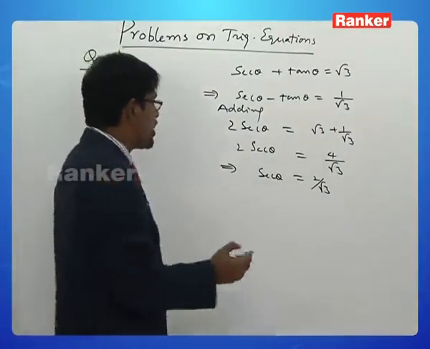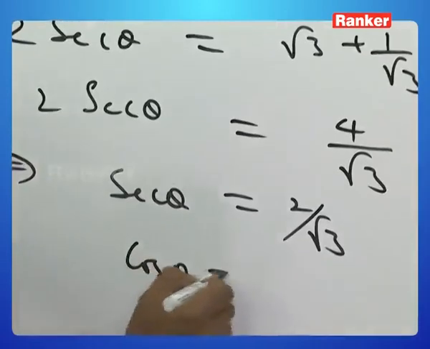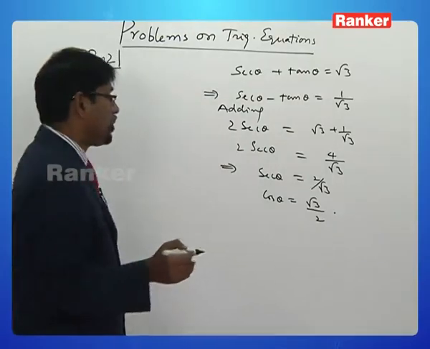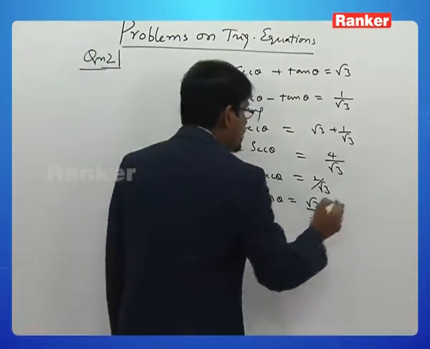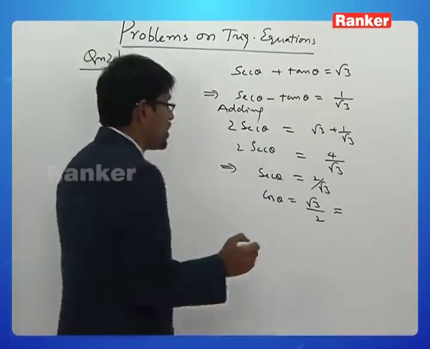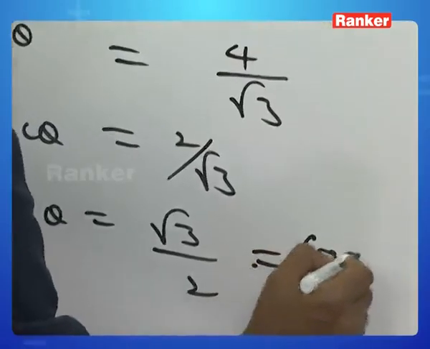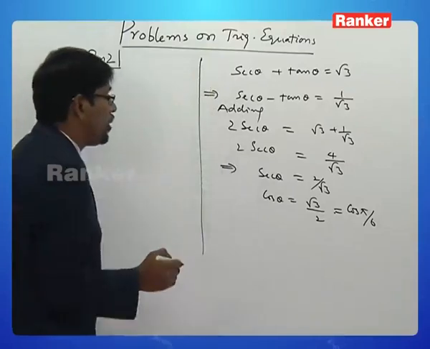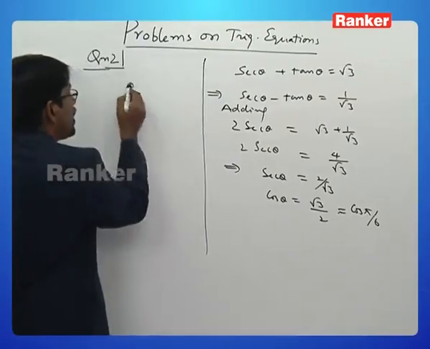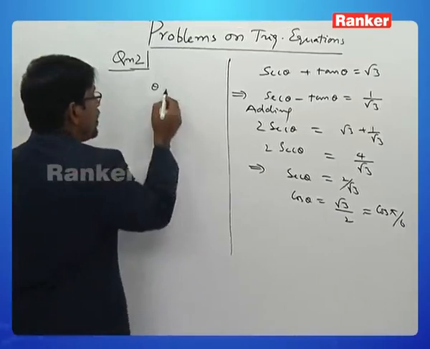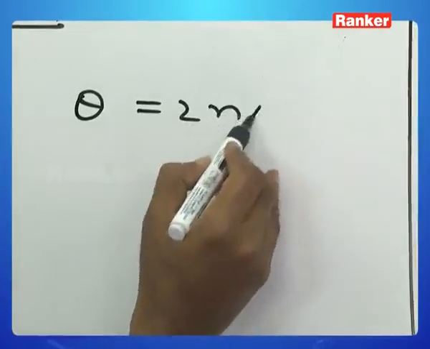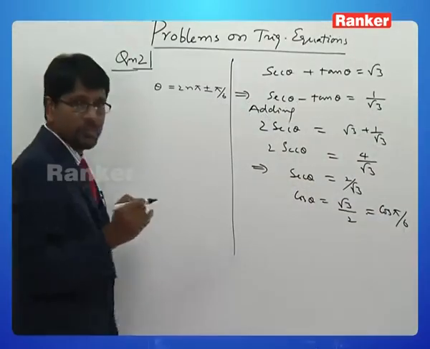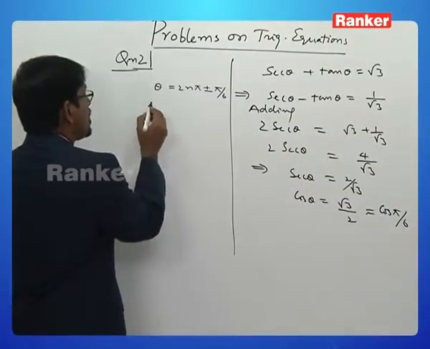Which in turn implies that cos theta is equal to root 3 by 2. But what is that? Cos pi by 6. Now, so theta here is equal to 2n pi plus or minus pi by 6.